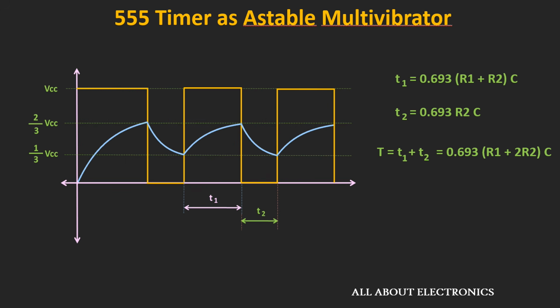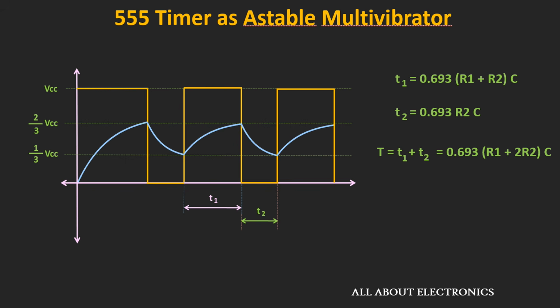That means T1 will be equal to 0.693 times (R1 plus R2), while T2 will be equal to 0.693 times R2. Now one more thing, if you observe over here, this T1 is greater than T2 because during the charging the capacitor is charging through this resistor R1 and R2, while during the discharging process it is only discharging through this resistor R2, and that is why this T1 will always be more than T2. Or in another way we can say that the duty cycle of this astable multivibrator will always be more than 50%.